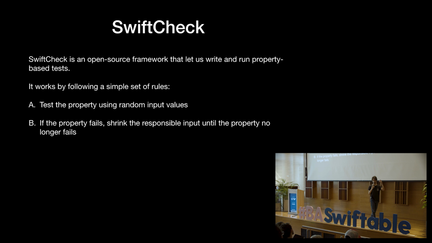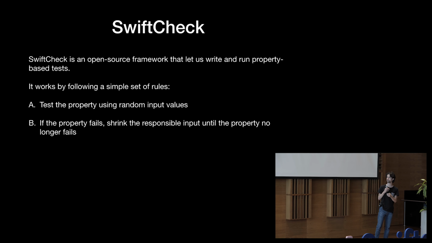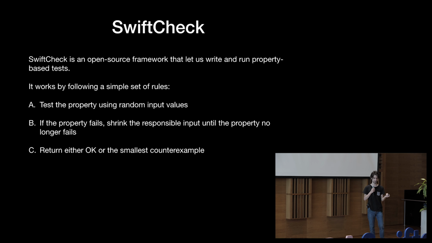This way you will have a data set that is very actionable, meaning that we can understand it and run our code on it and understand what went wrong. And so the framework is going to tell you either, okay, your property is valid, it held true for every random value I tried to feed it, so it looks like your code is okay, or it's going to return the smallest counterexample of where your code went wrong.